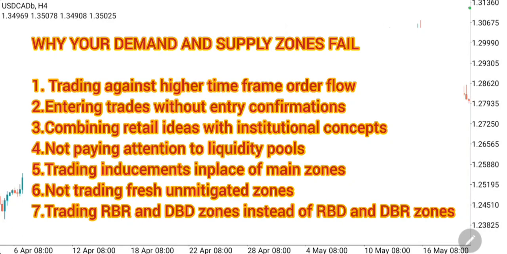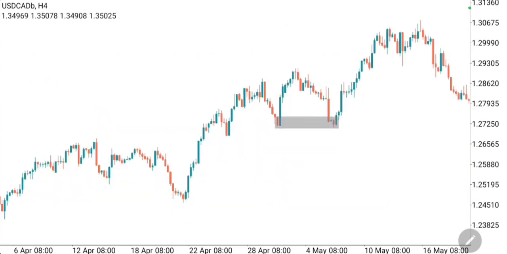The fourth reason we gave was that you are not paying attention to liquidity pools. Number five, you are trading inducement in place of proper zones. Number six, you are trading old zones, not trading fresh unmitigated zones. Number seven, you are trading rally base rally zones or drop base drop zones instead of rally base drop or drop base rally zones. So those are the 7 reasons why your demand and supply zones fail.